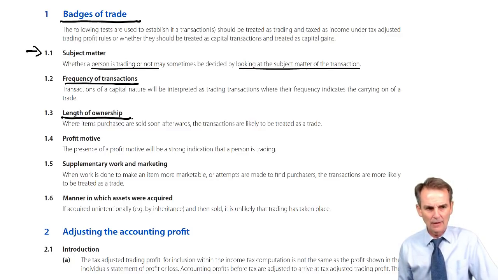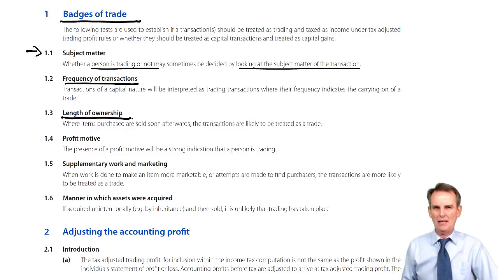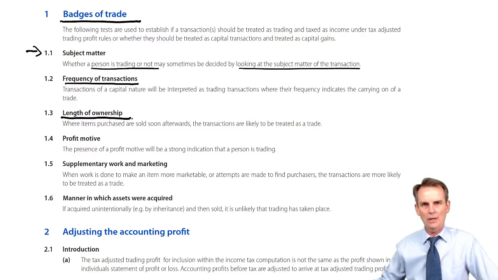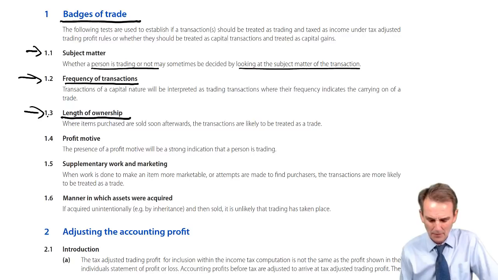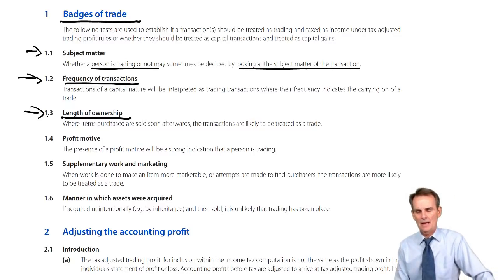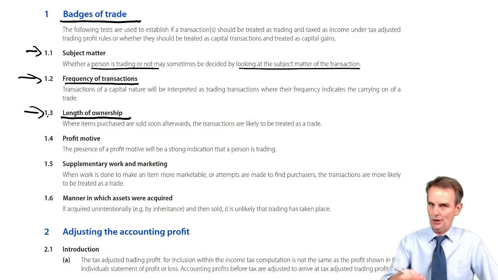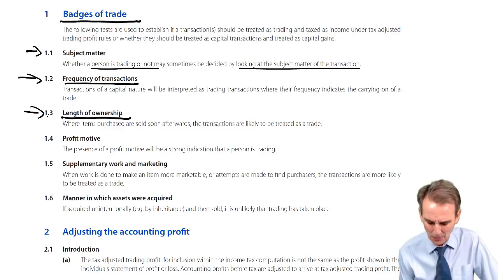Frequency of transactions: if I've made one transaction in 4 years, it doesn't really look like trading. If I'm making transactions every week, I buy and sell each week, then that looks rather more like trading. So there are two obvious ones, frequency of transactions and the length of ownership. With frequency, you'd say, if I'm doing this a lot, it looks like trading. If it's a one-off, that looks like capital. But that's when we bring in this one about subject matter.